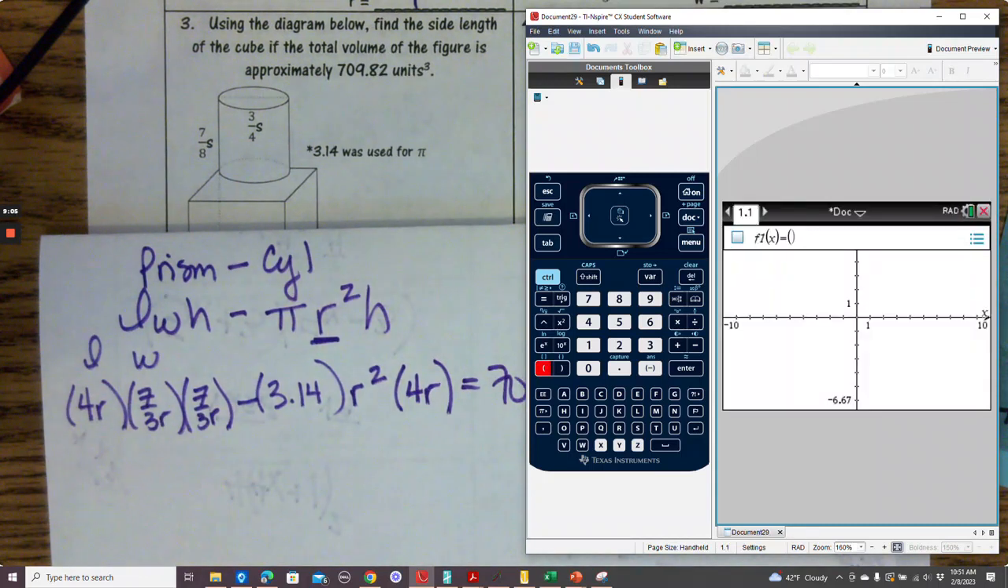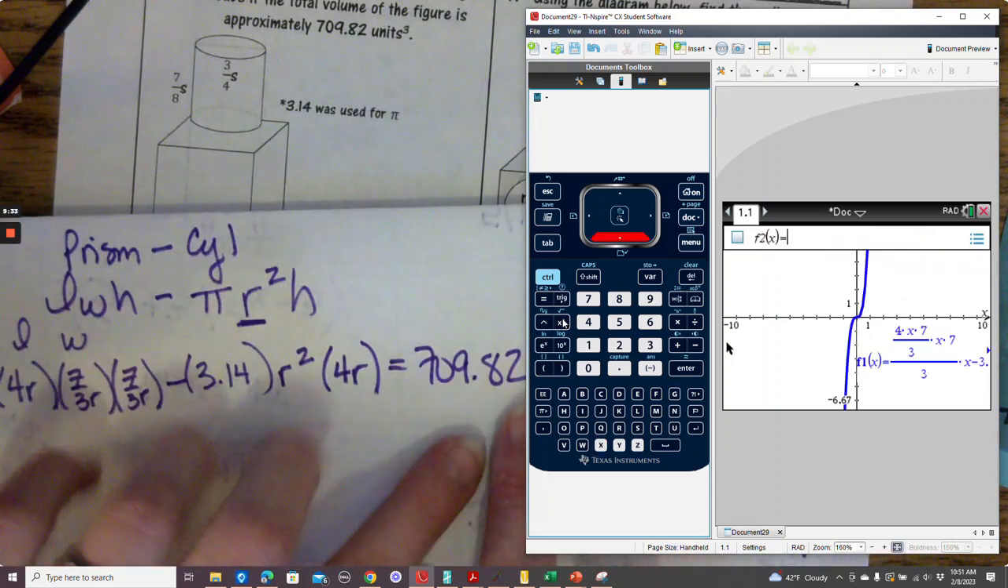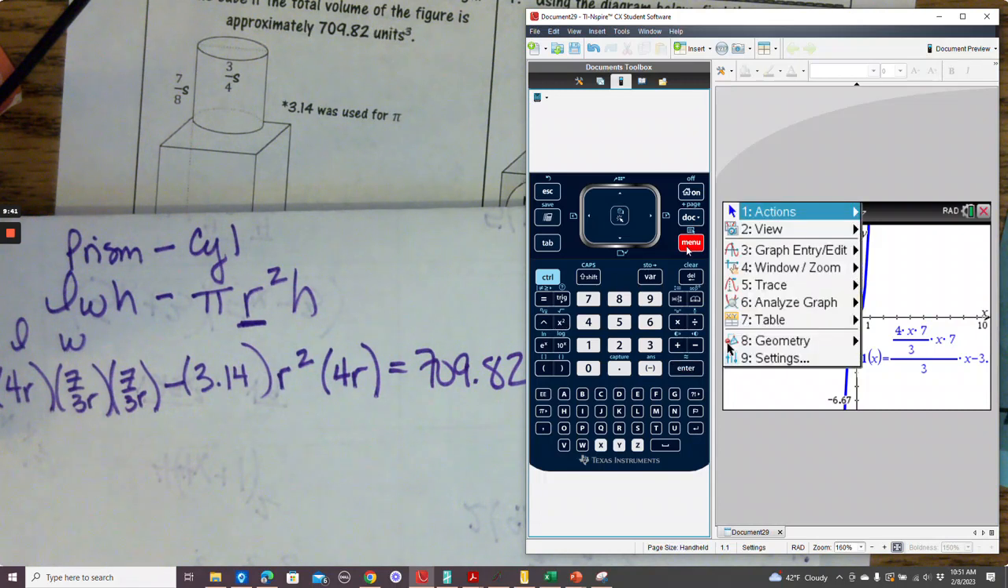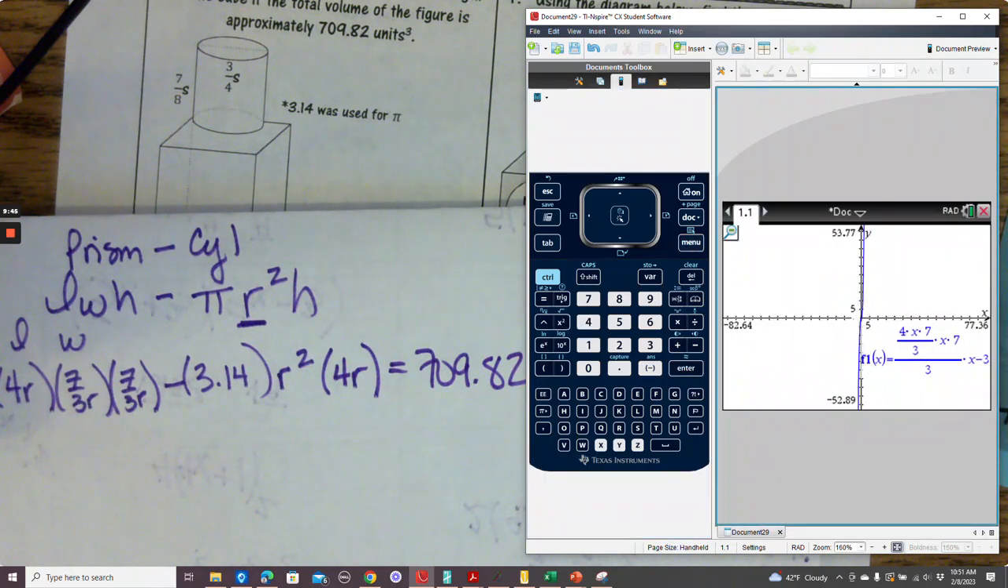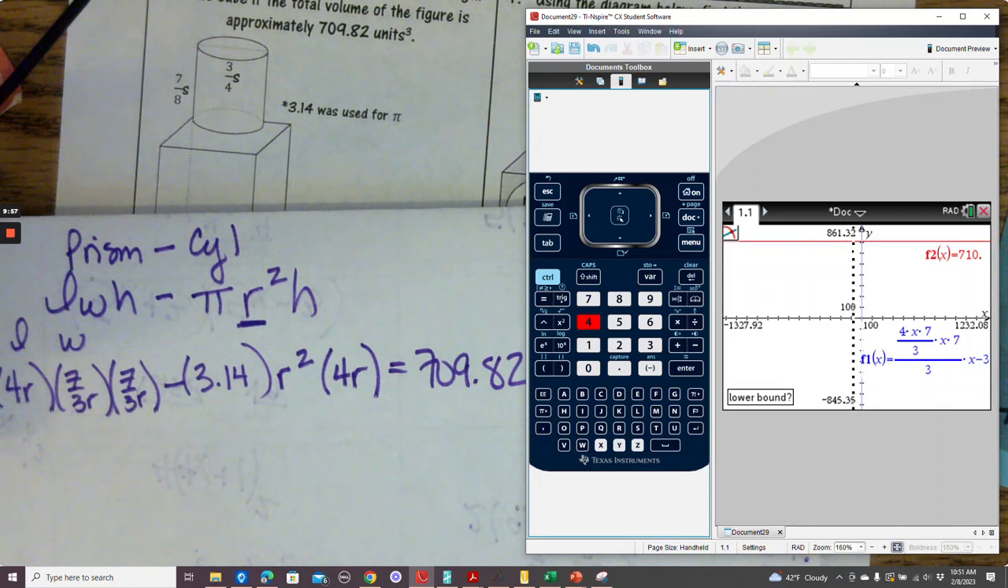All right, so in the calculator then, start fresh. In my graph, I'm going to put the formula that I made first. Remember, x's, no other letters. 7/3 x minus 3.14 x squared times 4x. And then F2 is this amount, 709.82. Hit enter, and I need to be able to see red and blue. So menu 4, and you just click the center of your screen till the red line appears. Once it appears, the keys to make it solve are menu 6, 4. And when you capture the intersection, it'll pop up, and you want the first number.